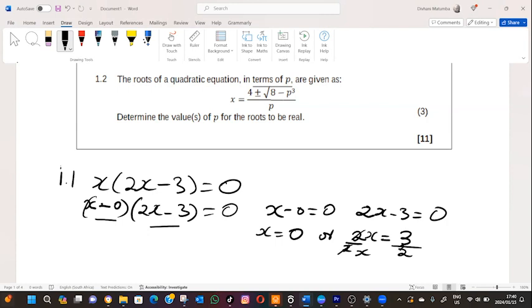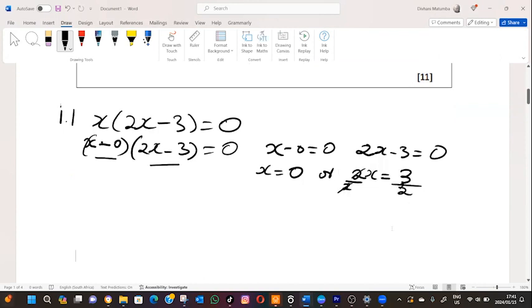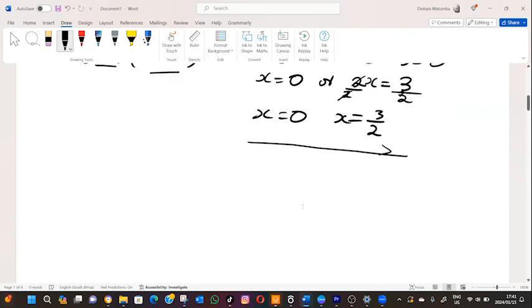So we are left with x equals 3 over 2. So we have two solutions in this question.